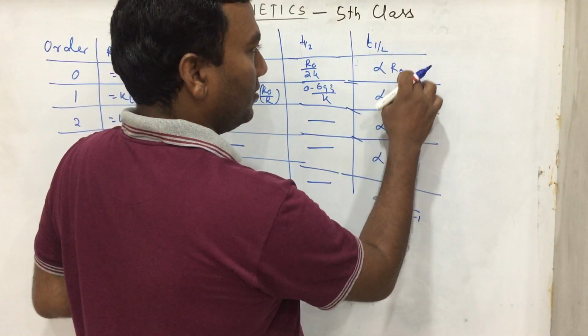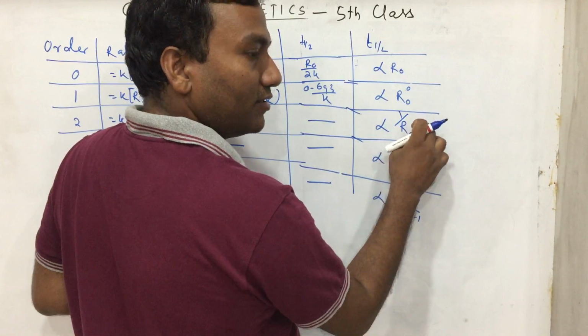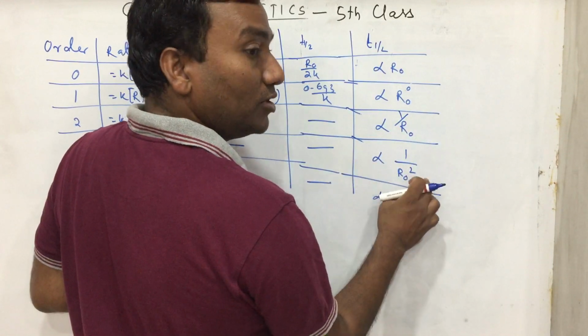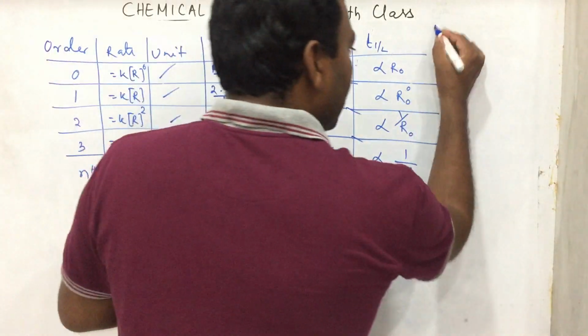So you see, zero order R naught, first order independent, second order 1 by R naught, third order 1 by R naught to the power 2. So the power is decreasing. So that's why n minus 1. Next you draw the graph.